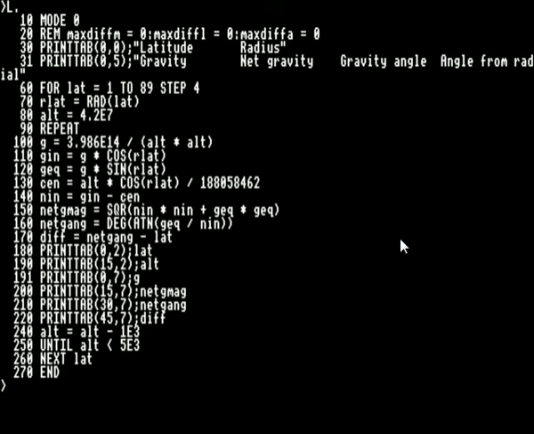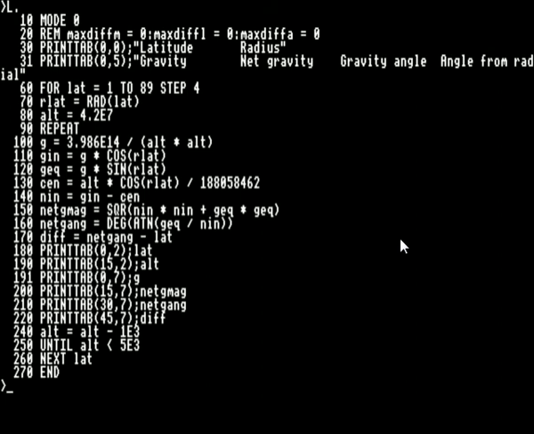The strength of gravity is 3.986 times 10 to the 14 divided by the square of that altitude. Radius, altitude, whatever. We're treating Earth as a point mass here, so they're treated as the same thing. The component of gravity that is in towards the axis of rotation is local gravity times the cosine of the latitude. And BBC Basic works in radians, which is why we have radians latitude. Gx, gravity toward the equator, is the strength of local gravity times the sine of that latitude.